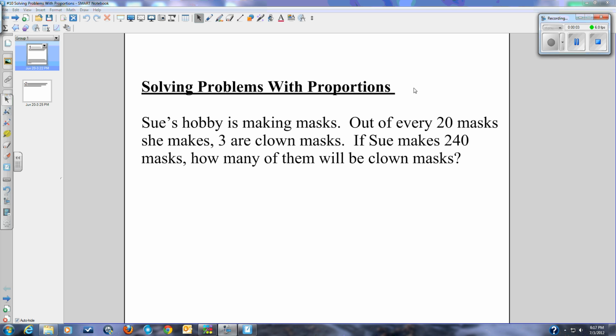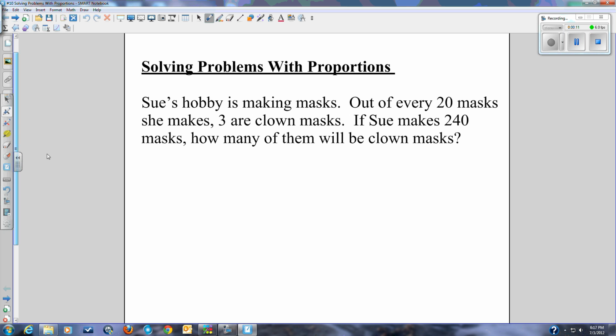Today's topic is solving problems with proportions. So we're going to look at some word problems, and let's begin. It says, Sue's hobby is making masks. Out of every 20 masks she makes, 3 are clown masks. If Sue makes 240 masks, how many of them will be clown masks?